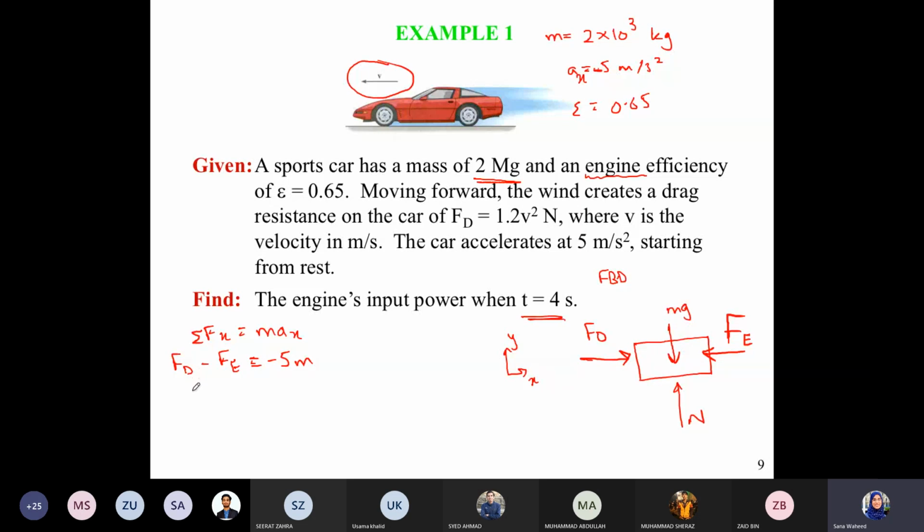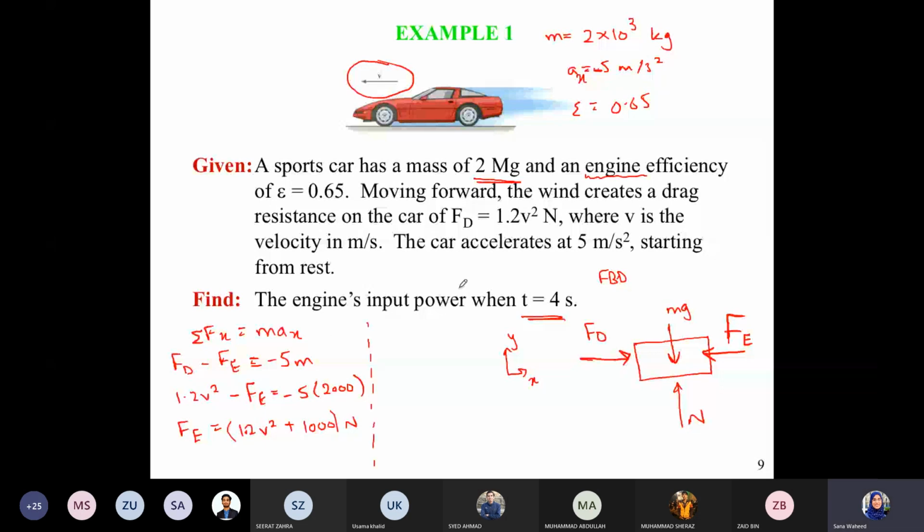Now let's substitute things in. So FD is 1.2 v squared minus this engine force, and then minus 5 into 2000. So, meri force aa gayi. FE is 1.2 V squared plus 10,000 Newton. Right. This is my force being provided by the engine to cause the particular acceleration of the car. Right, great. So now let's come to, okay, what would be the power?